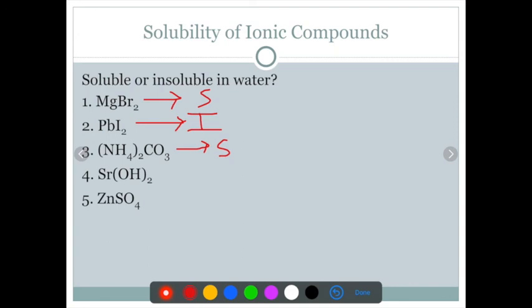And then we have strontium hydroxide. Hydroxide is insoluble, the first one listed for the insoluble ionic compounds, and strontium is not an exception, so this will be insoluble. And then zinc sulfate. Sulfate is the last one in the soluble ionic compounds. Zinc is not an exception, so it's soluble.